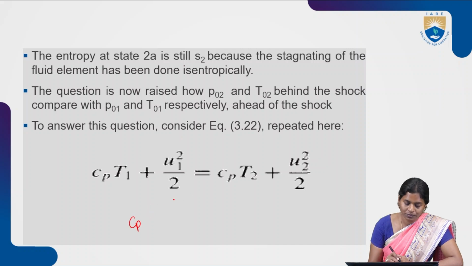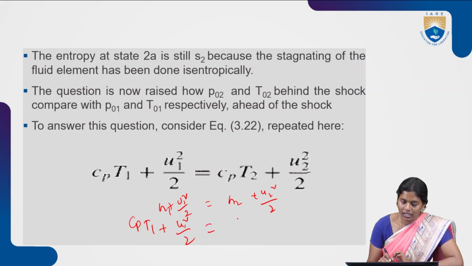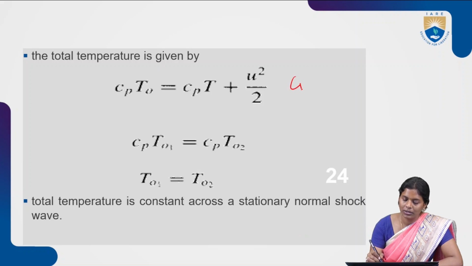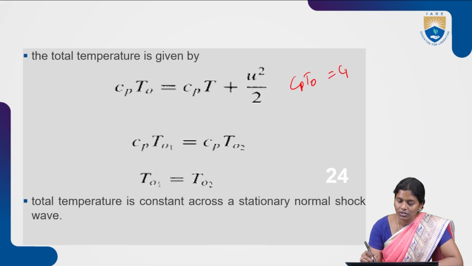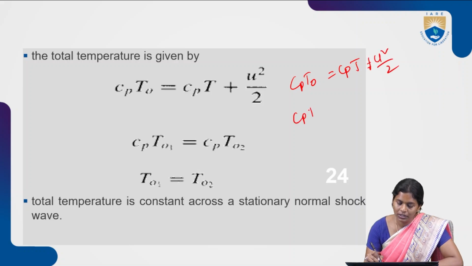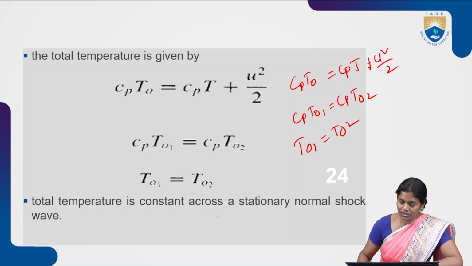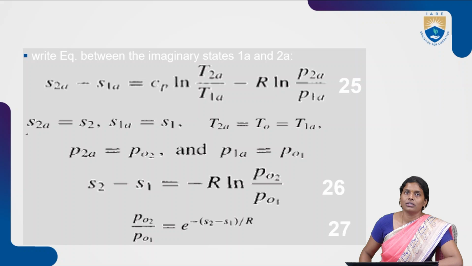To answer this question, again we have to consider the energy equation: h1 plus u1 square by 2 equals h2 plus u2 square by 2. So CpT1 plus u1 square by 2 equals CpT2 plus u2 square by 2. Now the total temperature is given by CpT0 equals CpT plus u square by 2. So CpT01 equals CpT02, then T01 equals T02. So total temperature is constant across the stationary normal shock.